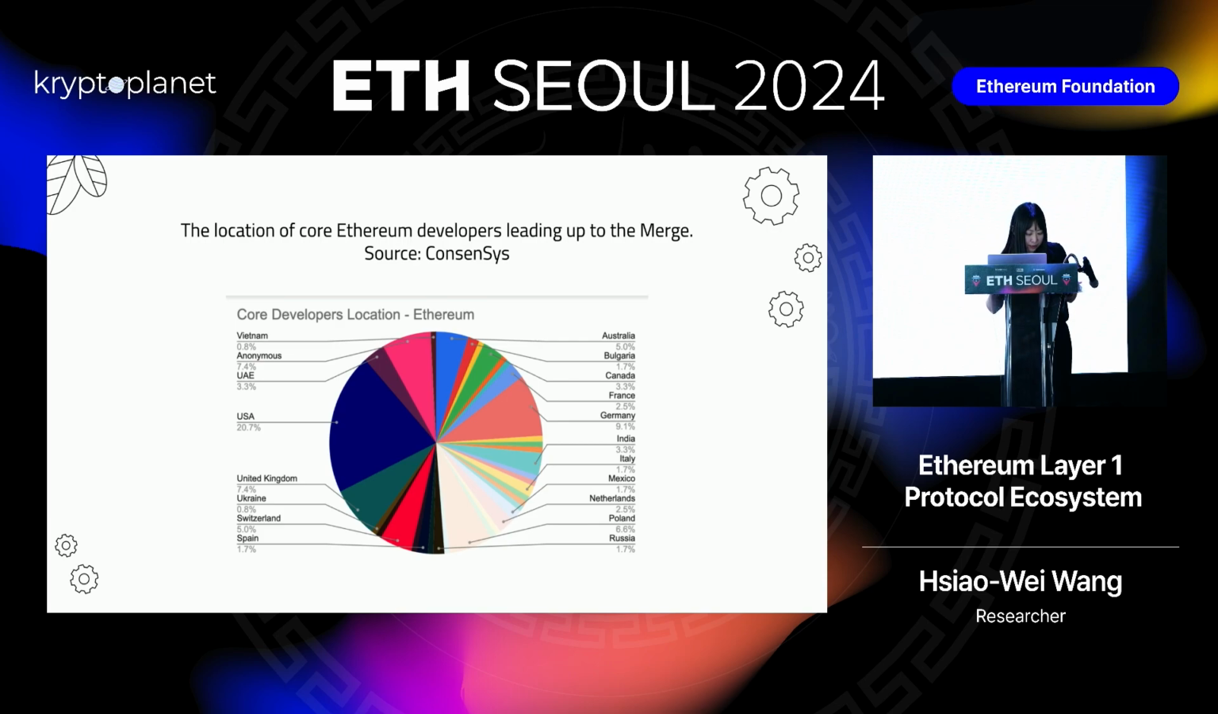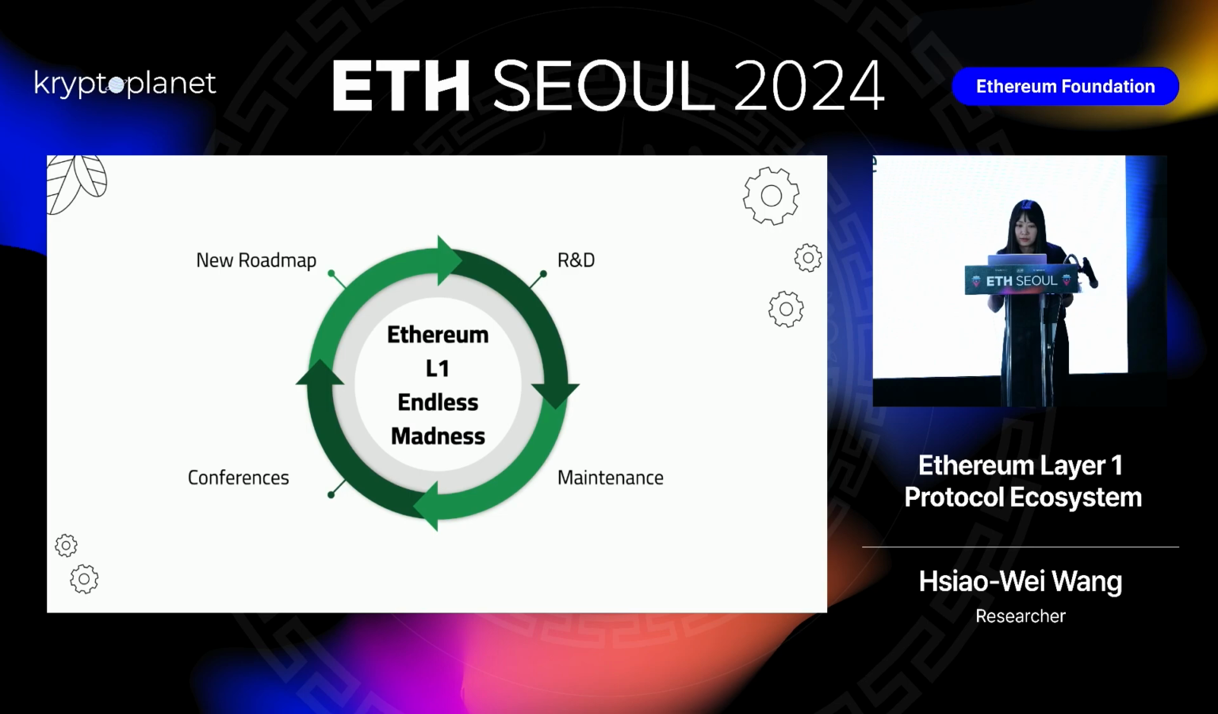So this is the geographical distribution of the developers that worked on the merge. We can see that only 20% are from the US, which is good. I mean, it's much better than we could have expected. You can see how distributed we are; thanks to modern technology, we can all work remotely. And this is the life cycle of the core devs. It's not always fun. Sometimes you have to do some tiring jobs to keep the mainnet healthy enough.